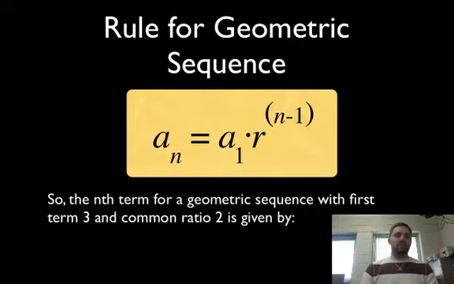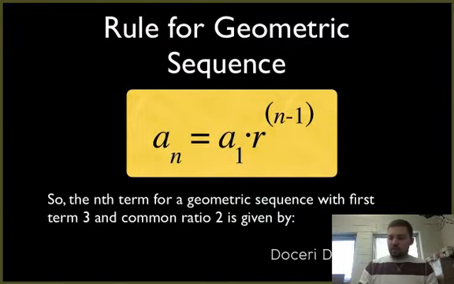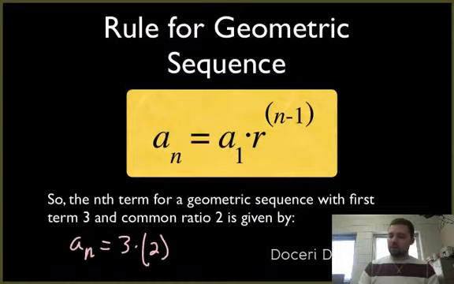So the nth term for a geometric sequence with first term 3 and common ratio 2 is given by what? What is the rule is the question here. So a sub n equals, well, the first term is 3 times, and I'm going to put this in parentheses. I don't really have to, but I feel better about it, I'm less likely to make a mistake in my calculator. 3 times 2 raised to the n minus 1.